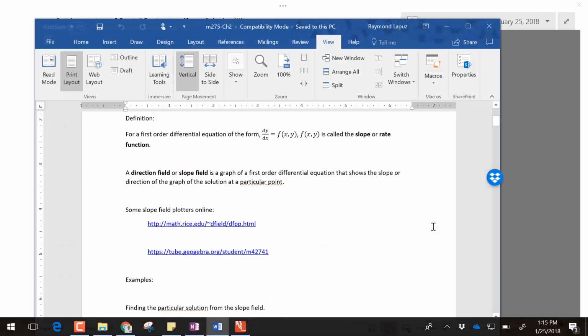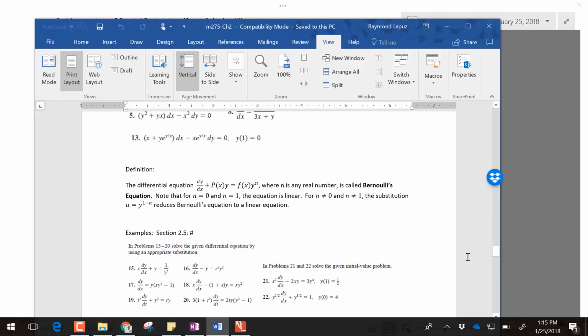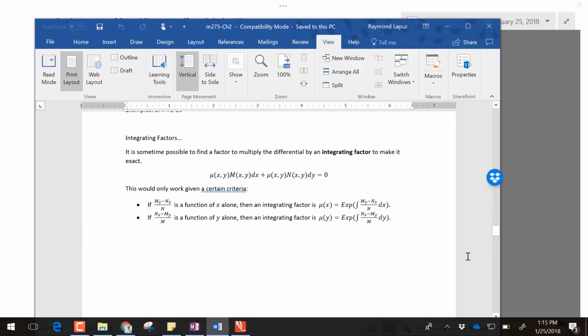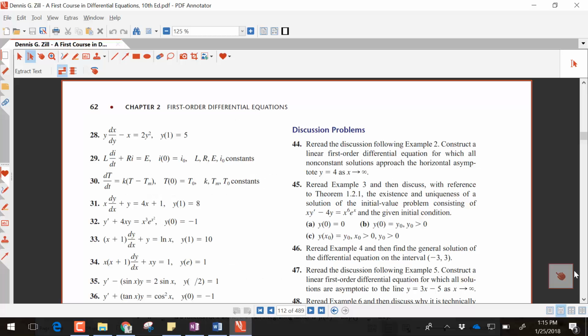Do I have examples? I don't have examples. I have to go to 1 through 26, section 2.4.